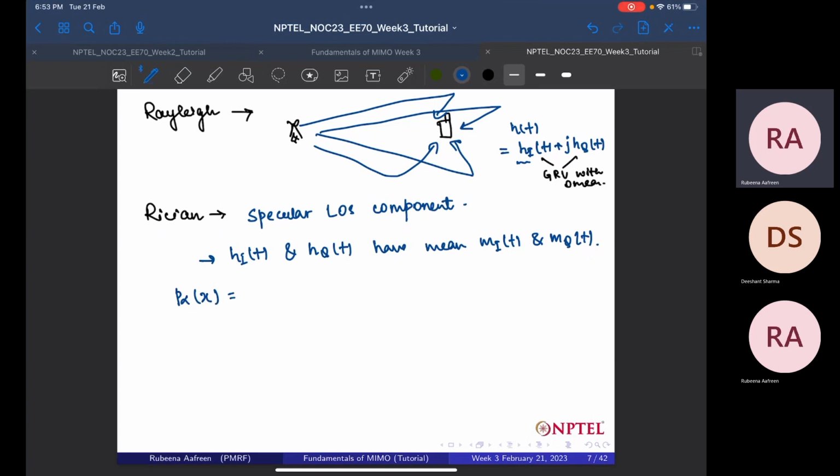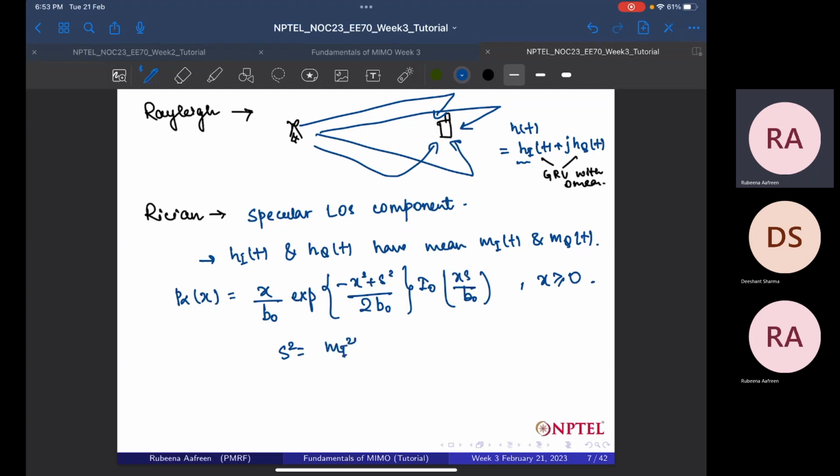So the PDF of the distribution is x upon b naught, exponential, I naught of xs upon b naught. Here s square is mi square t plus mq square t. I naught, you know, is the modified Bessel function of the first kind. Rice factor we define as k is equal to s square upon 2b naught.